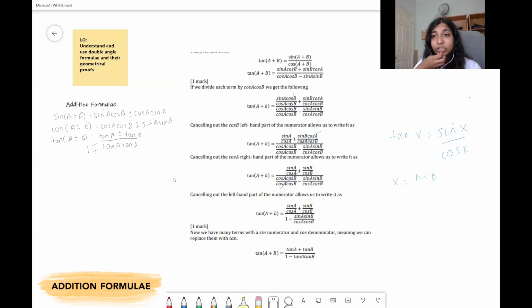Again, you should get these in your formula booklet, so don't worry about memorizing them completely, but you may be asked to prove them, so knowing the proof would be really useful. So if you found that difficult, just make sure you go through that again slowly. So now let's move on to the actual double angle formulae.